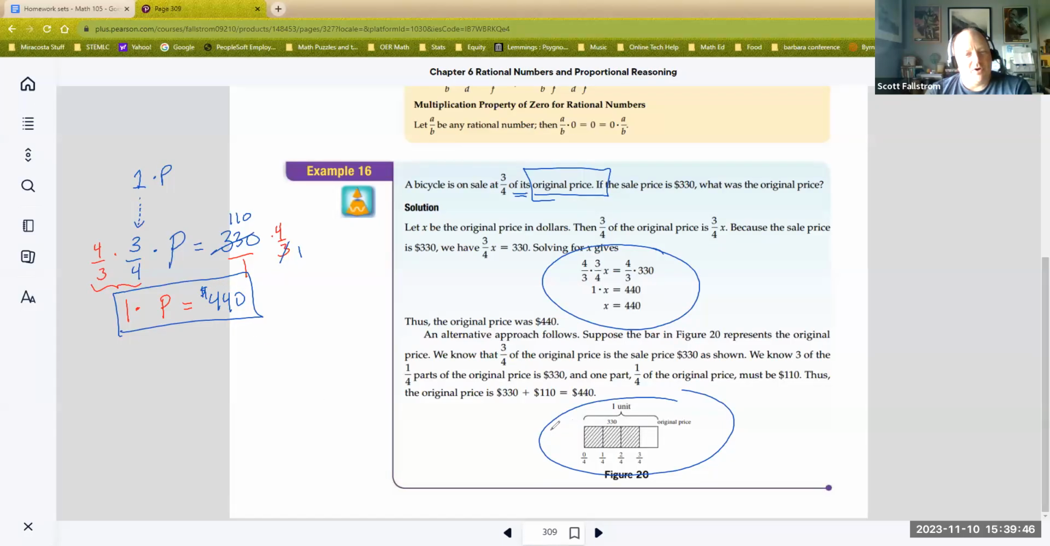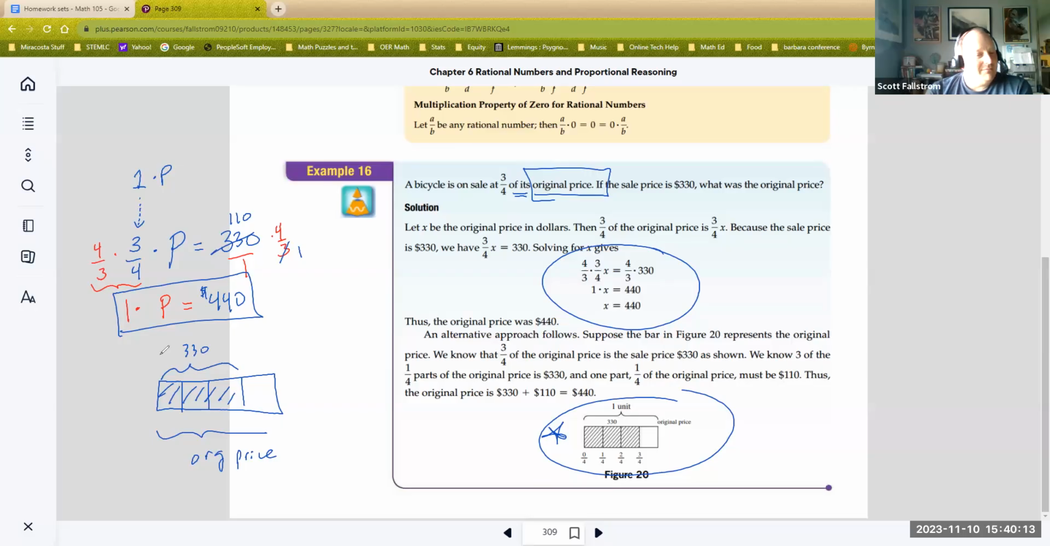If you're using the bar approach, again, the bar approach is not a bad one. Just picture, I need to think of my sale price as being 3/4 of the original price. So over here, this whole thing is the original price. Okay, but I'm not paying that much. I'm paying 3/4 of it. That's how much I'm paying. And this 3/4 is worth $330.